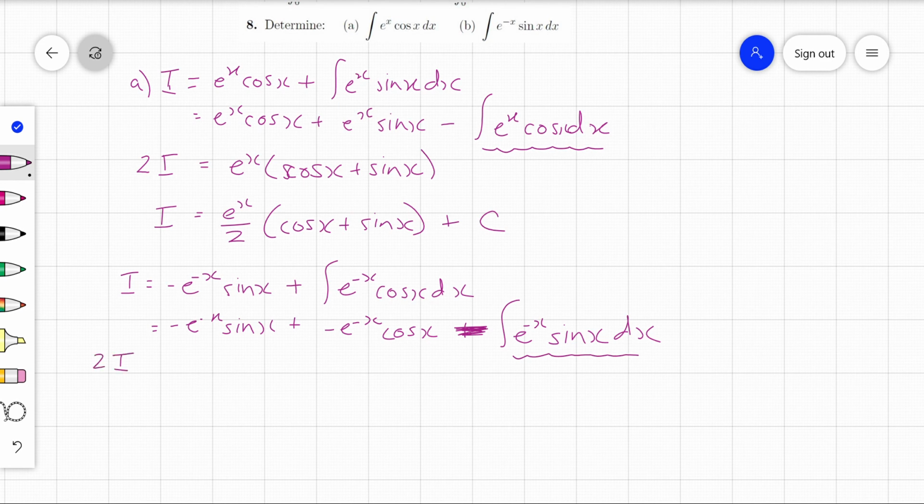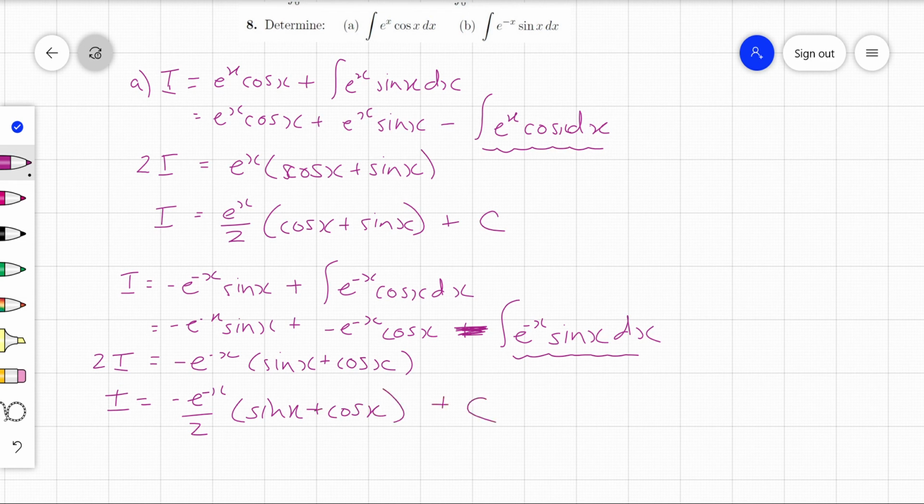Now I've got two lots of that integral, being, now these both have negative e to the negative x, and then I have sine x plus cos x if I factorize. So the integral will be negative e to the negative x on 2 of sine x plus cos x. It's an indefinite integral, so I need plus c. Nice and easy.